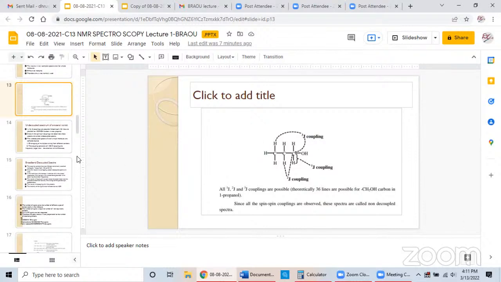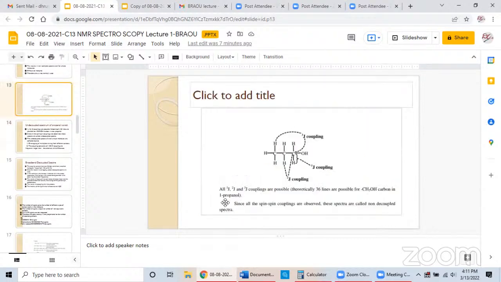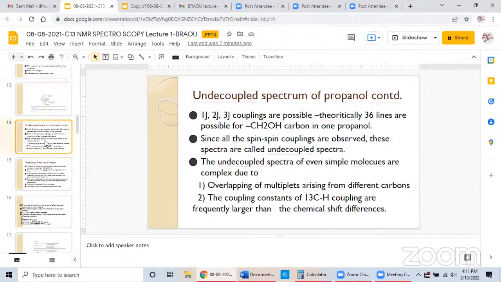We will do more exercises later, after completion of the topic. Next, that is the undecoupled spectrum. This is normally not used because it is a complex spectrum. J1, J2, J3 couplings are possible. Theoretically, 36 lines are possible in the CH2 carbon in one propanol. Since all the spin-spin couplings are observed, these spectra are called undecoupled spectra.